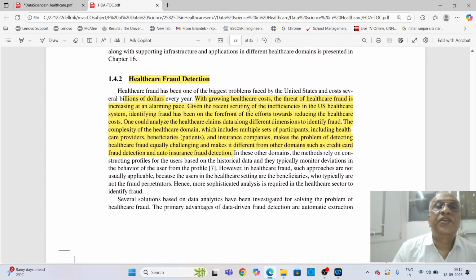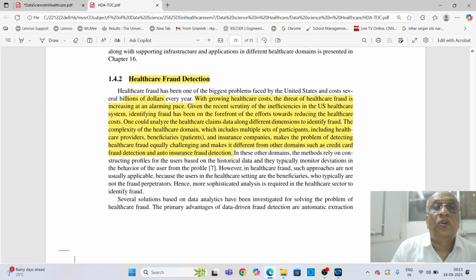The second application is healthcare fraud detection. So we know that healthcare is a major aspect in the United States combined with insurance, and millions and billions of dollars are spent on healthcare insurance. So healthcare frauds are also huge there. The cost of healthcare is growing. As the costs are growing, the healthcare frauds are also increasing at an alarming pace.